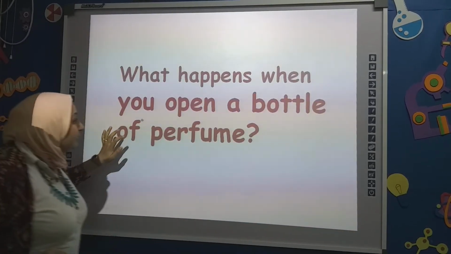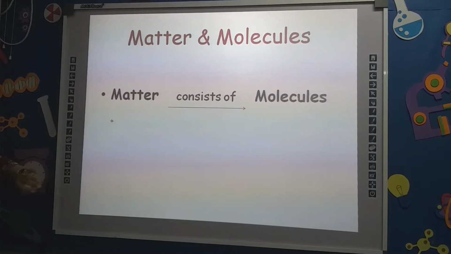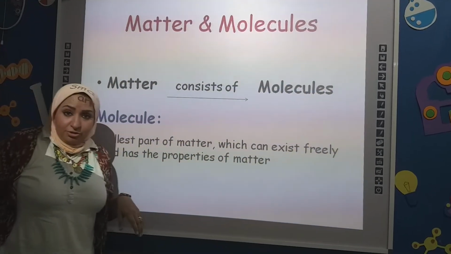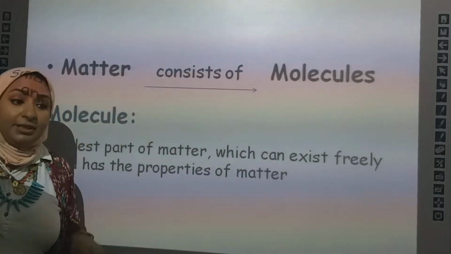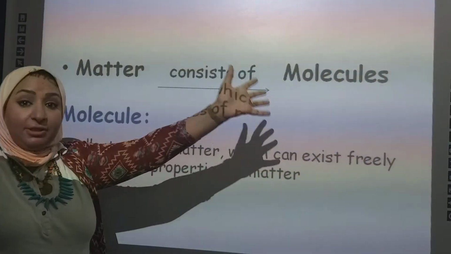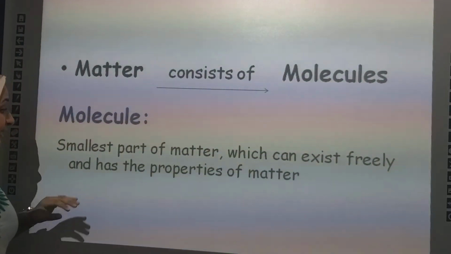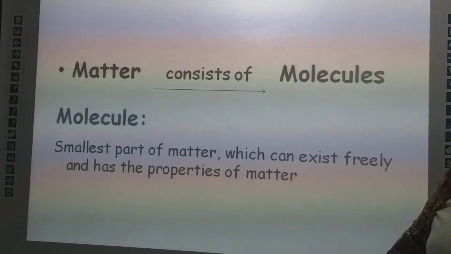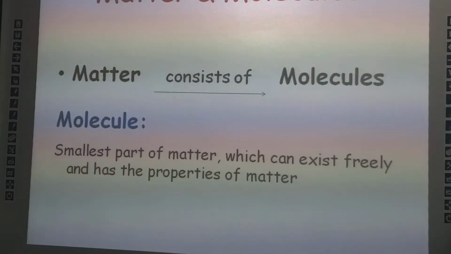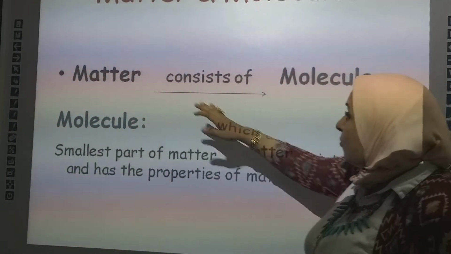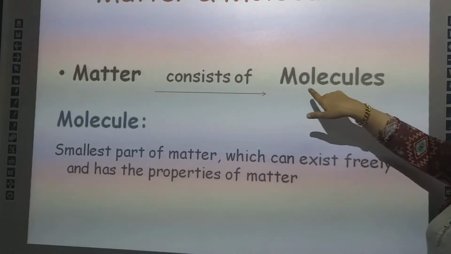What's meant by molecules? Molecules are the smallest part of matter which can exist freely. We smell it all over the room, so molecules spread all over the room and have the properties of matter. Each molecule in the perfume carries the smell of perfume, which is its property. So matter consists of small particles called molecules.